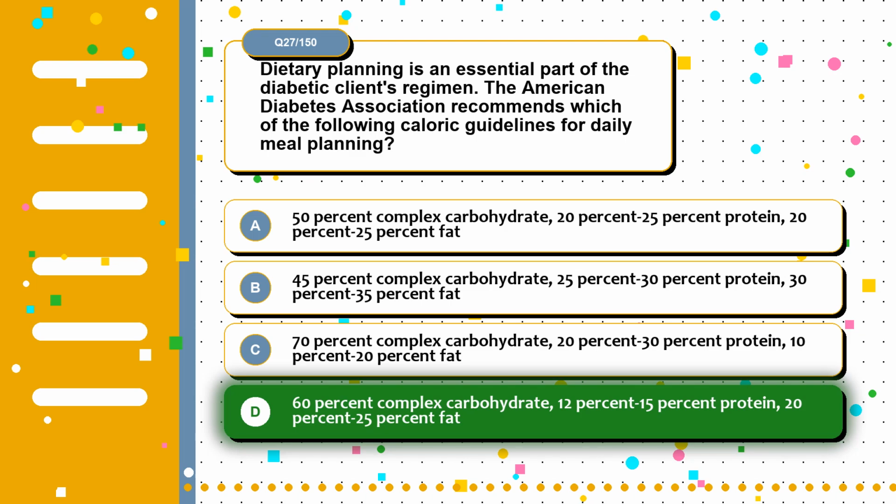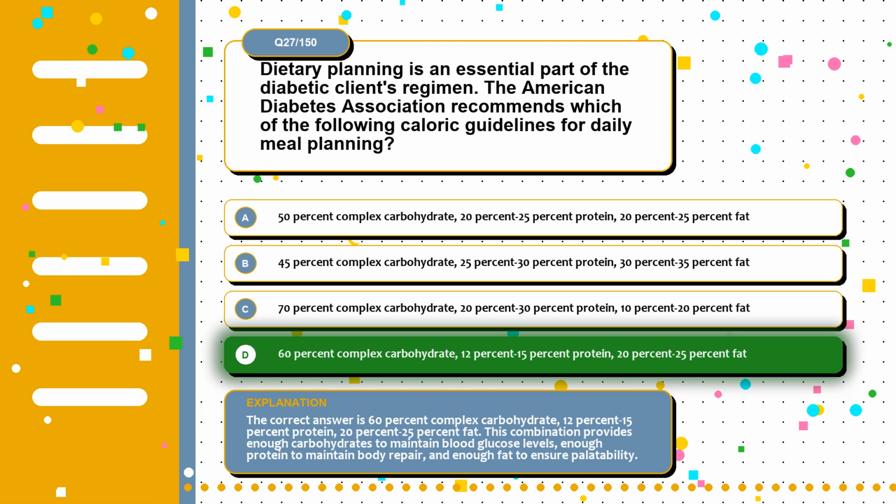The correct answer is option D. 60% complex carbohydrate, 12% 15% protein, 20% 25% fat. This combination provides enough carbohydrates to maintain blood glucose levels, enough protein to maintain body repair, and enough fat to ensure palatability.